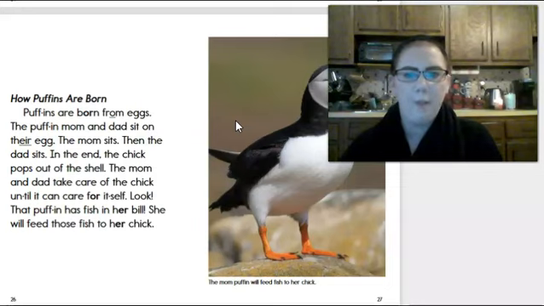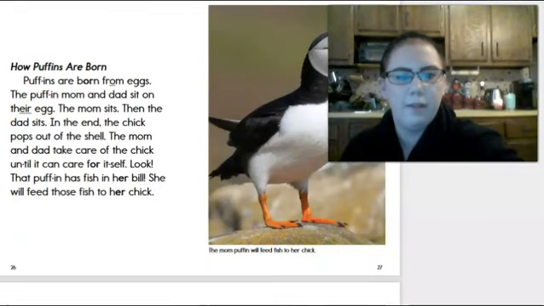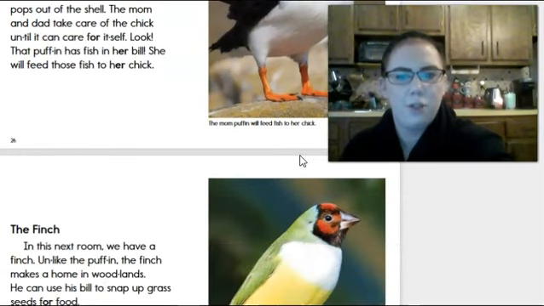Look, that puffin has fish in her bill. She will feed those fish to her chick. And look again, all those fish inside that puffin's bill. And the caption says, the mom puffin will feed fish to her chick.